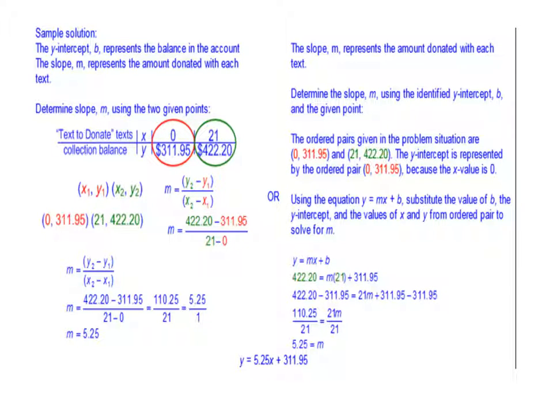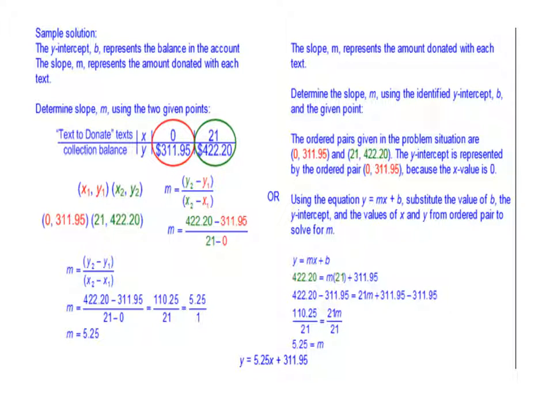Okay, so we'll have to find the slope. So again, we began with $311.95. So that is definitely, like we said earlier, our y-intercept. So we know when the y-intercept has a balance b, our x is 0. So that gives us the ordered pair 0 and 311.95. And then after 21, we have 422.20 after 21 texts. So that's the second ordered pair. And then we can go on from there to find the slope.